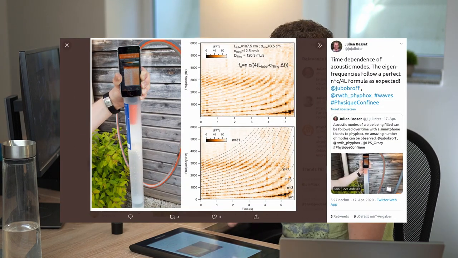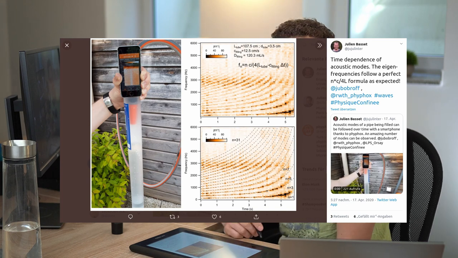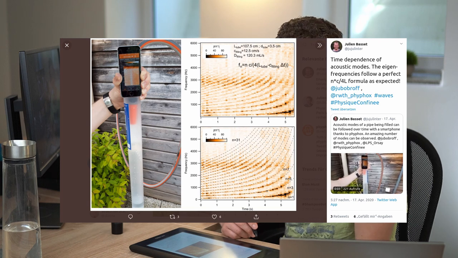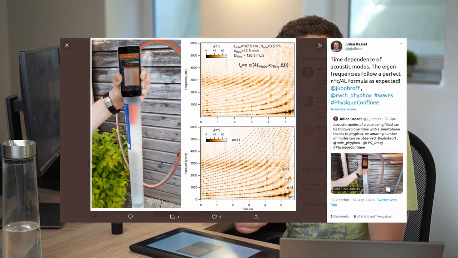Coincidentally, Julian on Twitter just posted exactly this experiment one day before we posted the challenge. Here you see his data, and it's quite nice to see that he matched up the frequencies up to N equaling 31, and he also actually put a numerical model of the frequencies on top of his measurement. By the way, the actual calculation of the exact frequency is a little bit more complicated, because at this open end we also have to factor in the width of our tube, because it's not small enough, the finite width is a problem there.